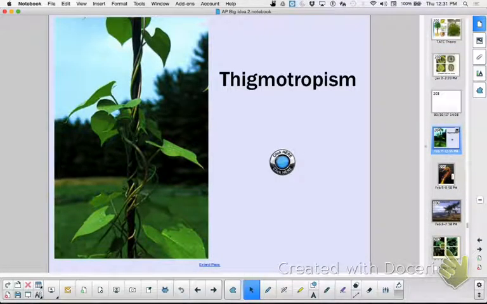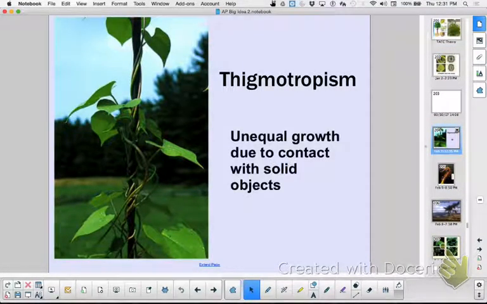Thigmotropism, do you remember what that one was? When we talked about plant hormones? So you're coming in contact with an object, and so the cells on the outside are going to be elongating, the ones that are coming in contact with something or not, right? And that helps them spin around and helps for support.